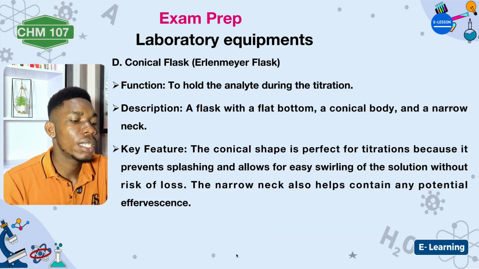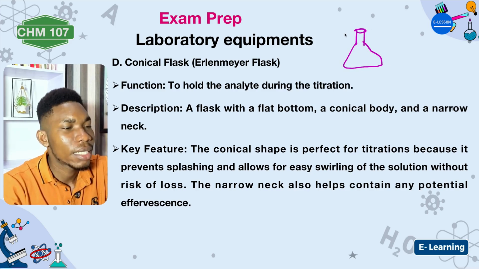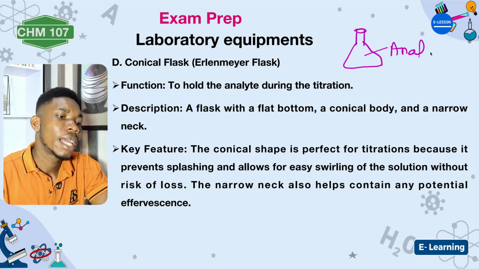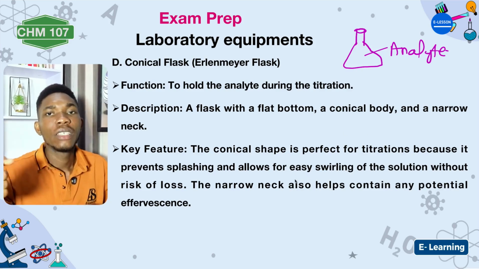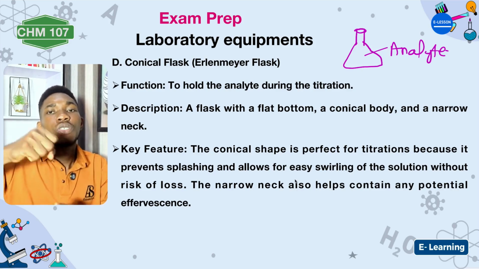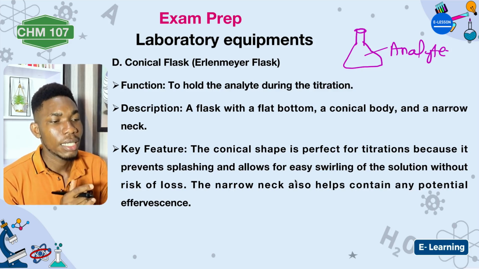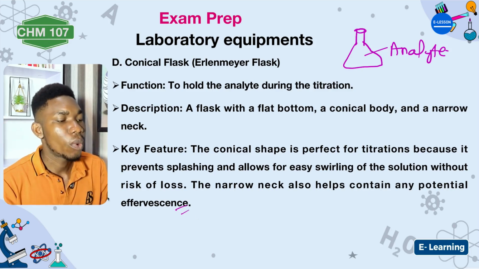Then we have the conical flask, or the Erlenmeyer flask. Of course, as the name implies, conical flask, something like this. It looks like a cone. The conical flask holds the analyte during the titration. The conical shape is perfect for titration because it prevents splashing and allows for easy swirling. Like you are holding it and shaking it so that the solution will not splash off. That's why you need the conical flask. Are you getting it now? The narrow neck also helps contain any potential effervescence, like losing it to air.